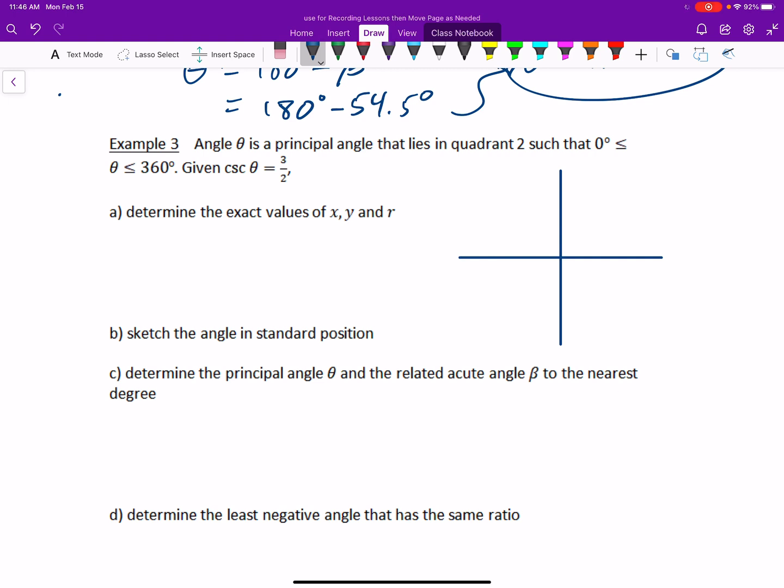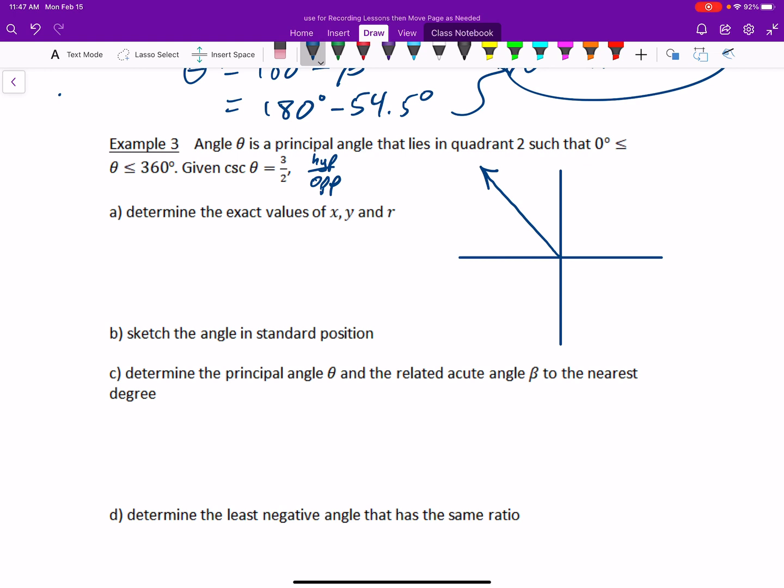And it doesn't tell us what, though. So let's just draw randomly like this. So there's the terminal arm in quadrant 2. Cosecant, remember, is one of our reciprocal ratios. It's the reciprocal of sine. So not hypotenuse over sine, I just had sine on my brain. It's hypotenuse over opposite. Sine is opposite over hypotenuse. Cosecant is the reciprocal of that, so I flip it upside down.